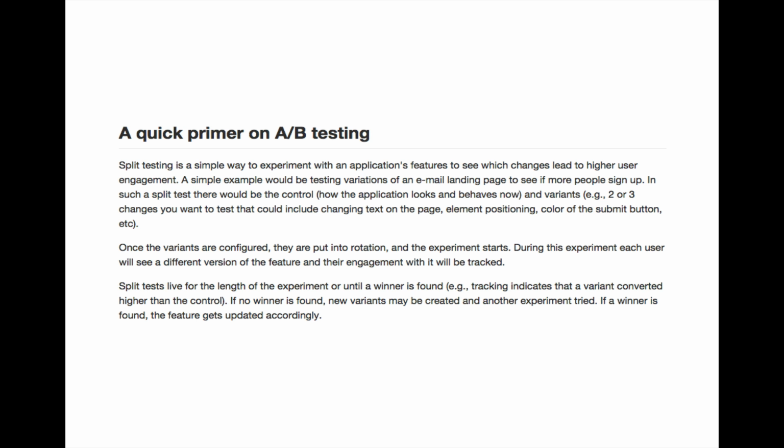Once these variants are configured, they're put into rotation. So the experiment starts, and during this experiment, each user that visits the site will see a different version of the feature. Then the engagement from that user will be tracked. These split tests live the length of the experiment until a winner is found, if tracking indicates a statistically relevant variation of higher conversions above the control. If no winner is found, new variants will be created and another experiment tried. If a winner is found, the feature gets updated.